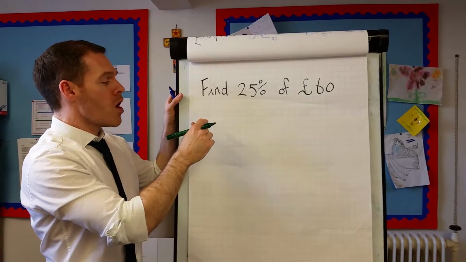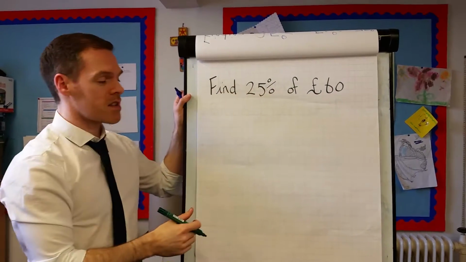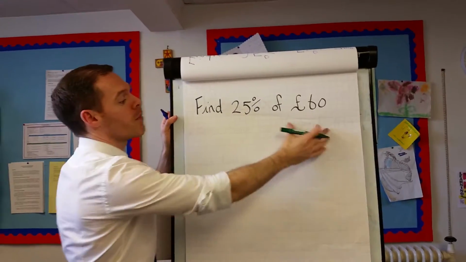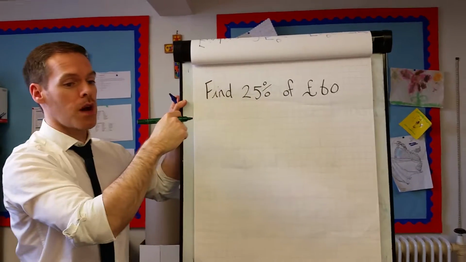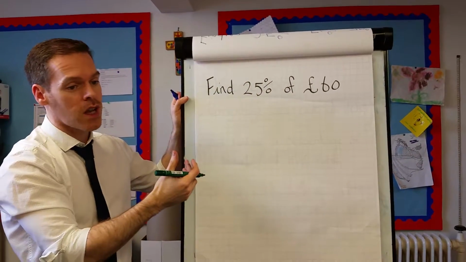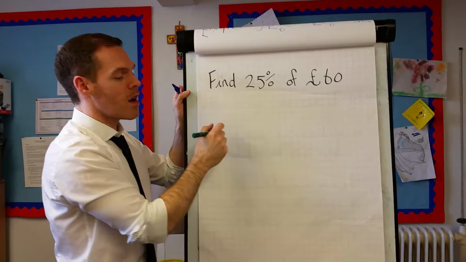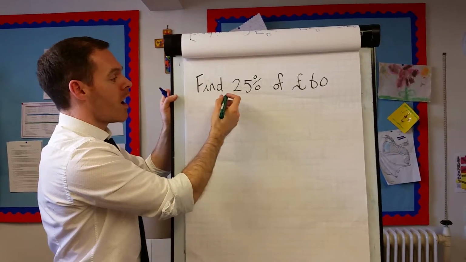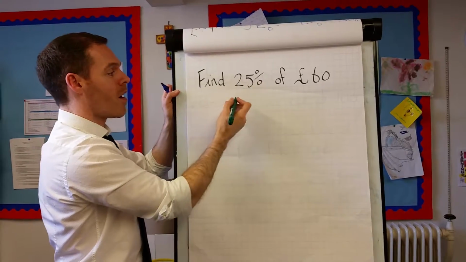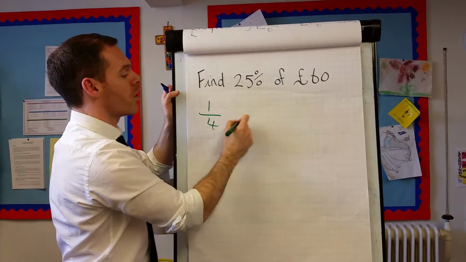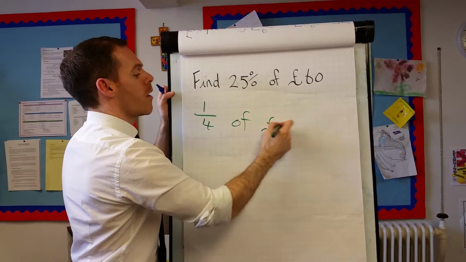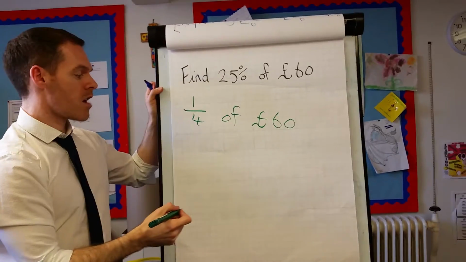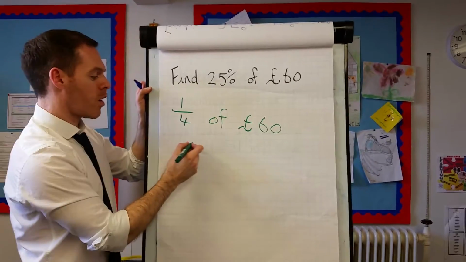So find 25% of 60. Now I could find 10% and do my bar and do it the way I've been showing you, and that's fine. You still get the same answer. But I might also change 25% into a fraction. And so instead of doing it as 25%, I might find 1/4 of 60 pounds. Okay, and we're quite good at doing that now.